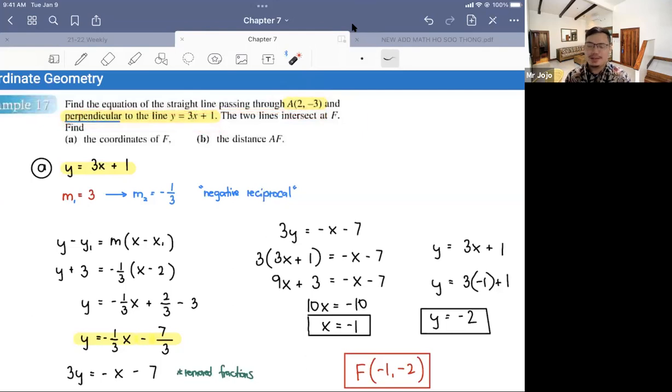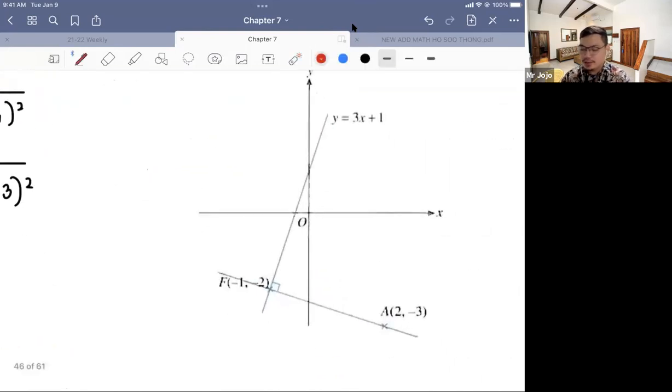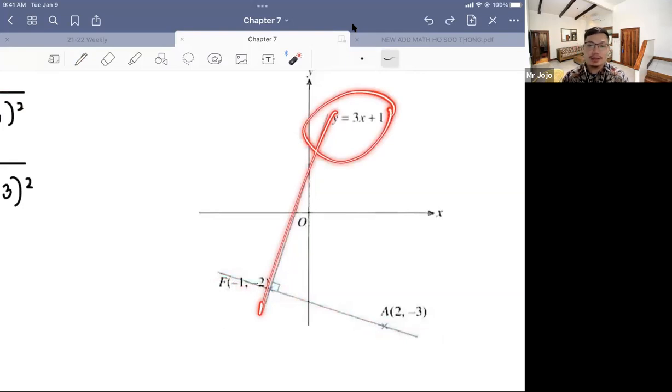So if you imagine this, it should look like this when you draw it. Okay, so this is your line that contains point A, right? And then there's another line which is perpendicular to this line, this one, right? So that's why you have a 90-degree marker here, all right? So this line is y equals 3x plus 1. So these are your two lines, okay?